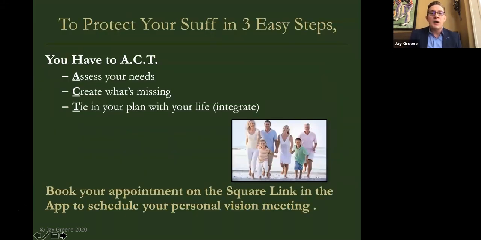So how do I protect my stuff in 3 easy steps? You need to act. You need to assess your needs. You need to create what's missing, and you need to tie your plan in with your life and integrate it.